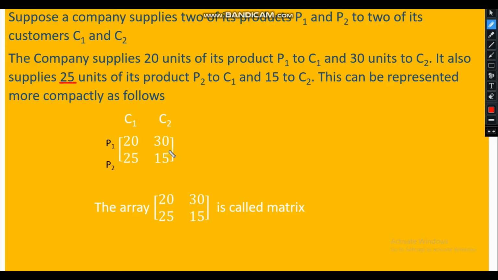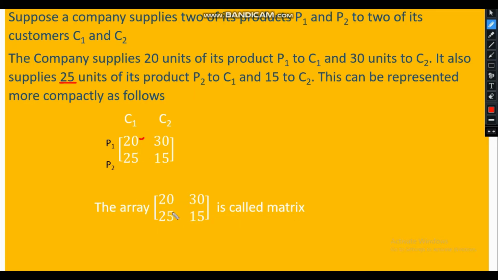In this array, these are the square brackets, and inside the square brackets are its elements. Now this statement we will write in this form. P1 is the product and C1 is the customer, which was supplied 20 units. Then product P1 supplied to customer C2 is written here as 30. In these brackets, this array is called a matrix.